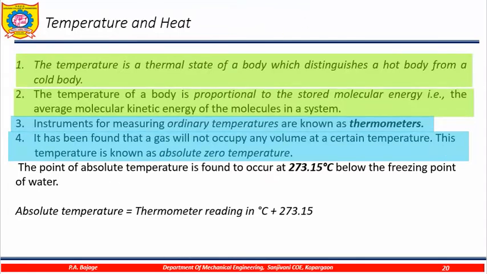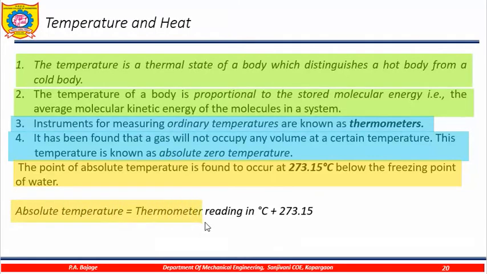The point of absolute zero temperature is 273.15 degrees Celsius below the freezing point of water, and that is the reason why absolute temperature is equal to the thermometer reading plus 273.15.